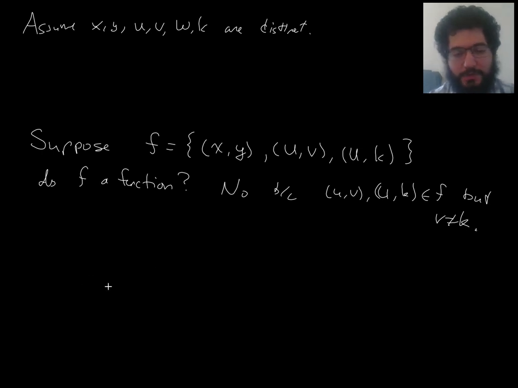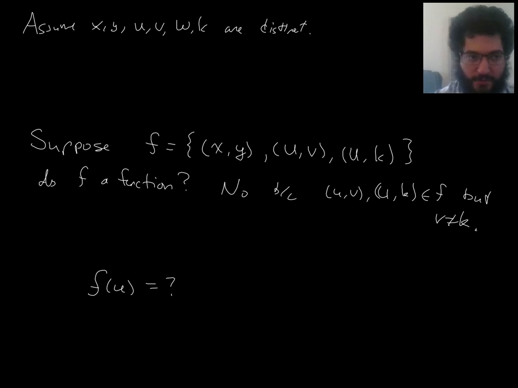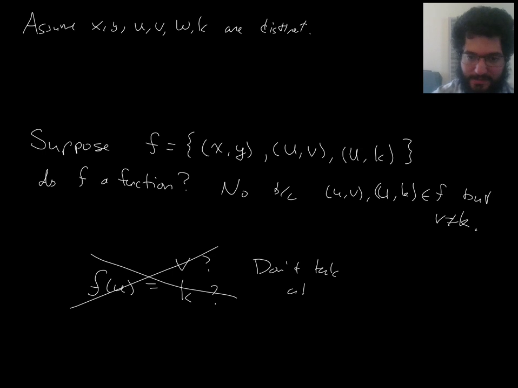So then what happens if we try to do f of u? What is f of u? Okay, if you just go with it and you try to come up with what is f of u, you come up with two sort of contradictory answers, right? On the one hand, you say it's v, and on the other hand, you say it's k. Really, there are two ways to look at what's going on here. One is that you shouldn't talk about f of u in the first place. Just don't talk about this.